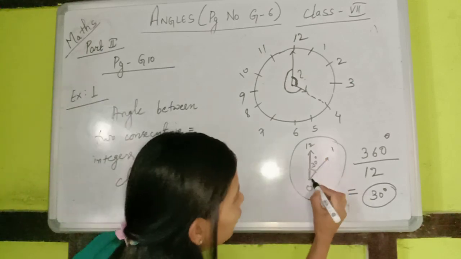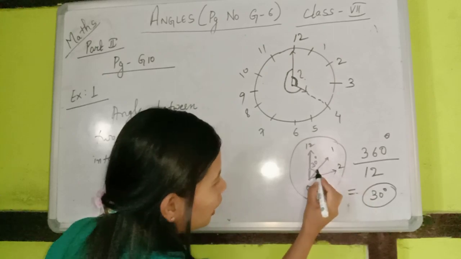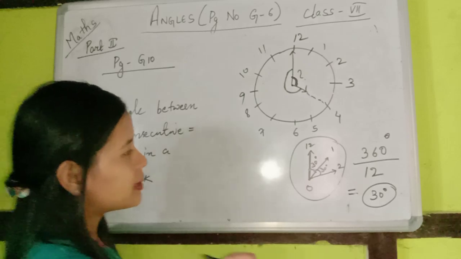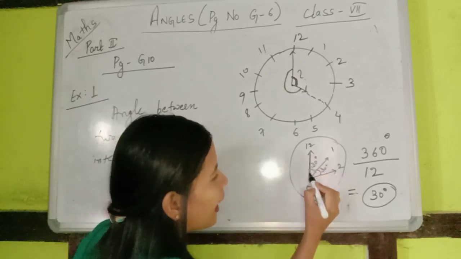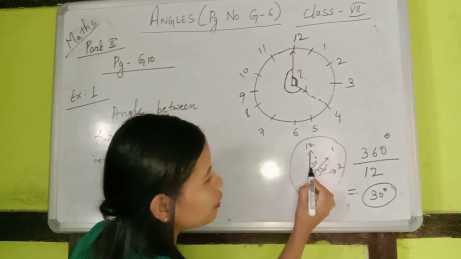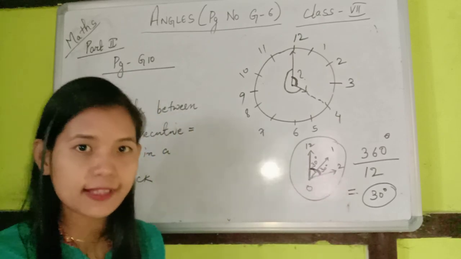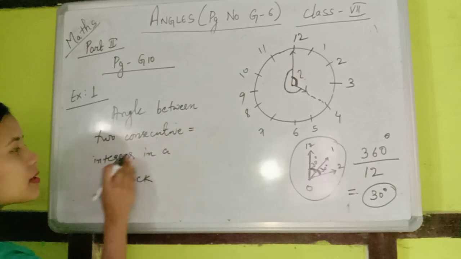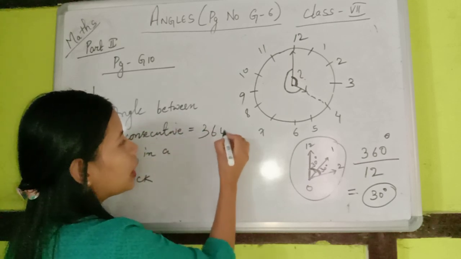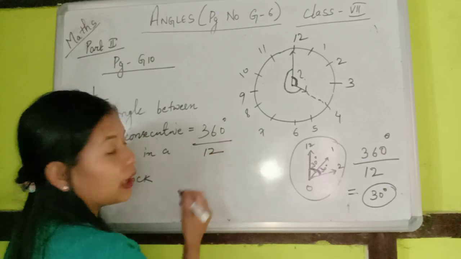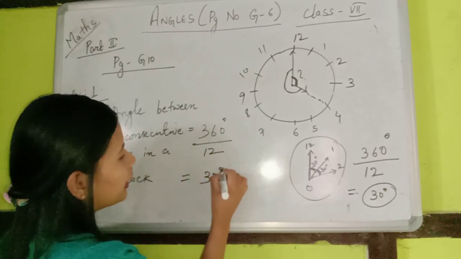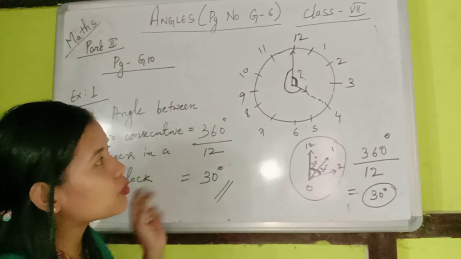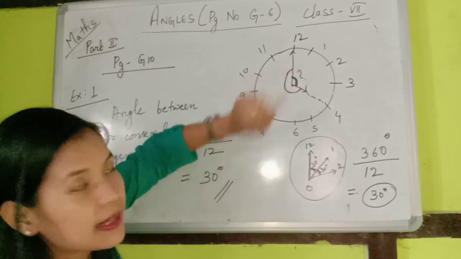So when this hand again moves to 2, then it forms another 30 degrees. So if I ask what is the angle between the hands of the clock here, between 12 and 2, then it will be equal to 60 degrees. Yes? So this is the catch. So the angle between two consecutive integers in a clock equals 360 degrees by 12, that is 30 degrees. Knowing this fact, we can easily find out the angle between the hour and minute hand at 4 o'clock.